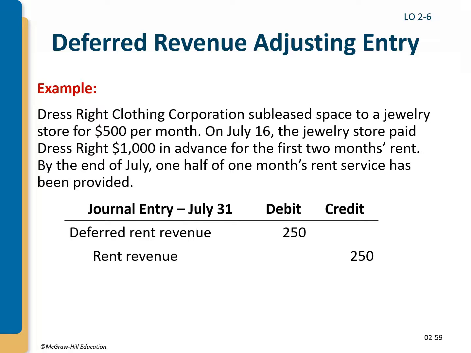Debit the liability deferred rent revenue, decreasing it by $250. That part has been earned by the company and is properly being shown now as rent revenue by increasing rent revenue on the credit side.